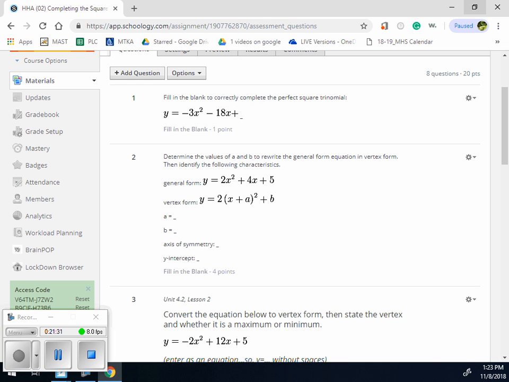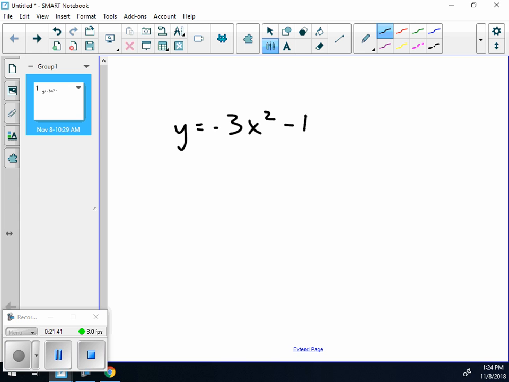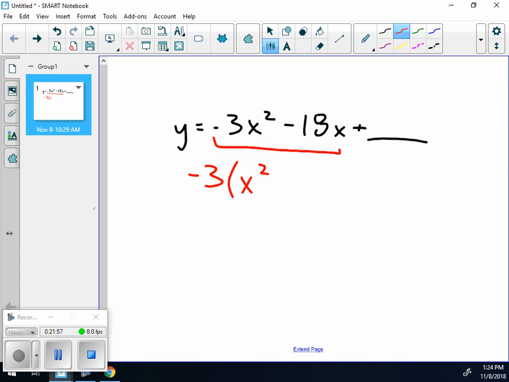All right, then if I switch over really quick to the smart board, can someone remind me? It was y equals negative. Okay, so if we're looking at these first two terms, what do you notice about them, Caitlin? We can factor out our negative 3. So then you get this. Okay, excellent. So we factored out our negative 3.